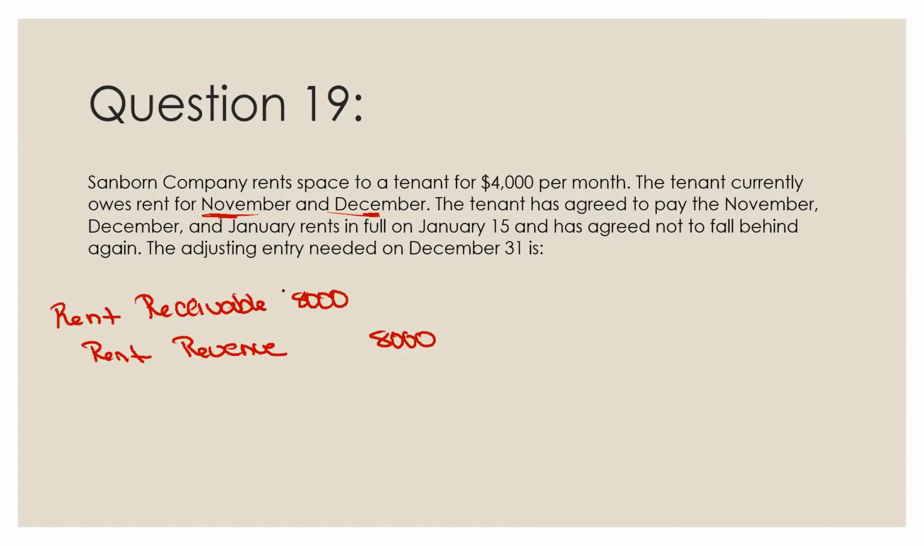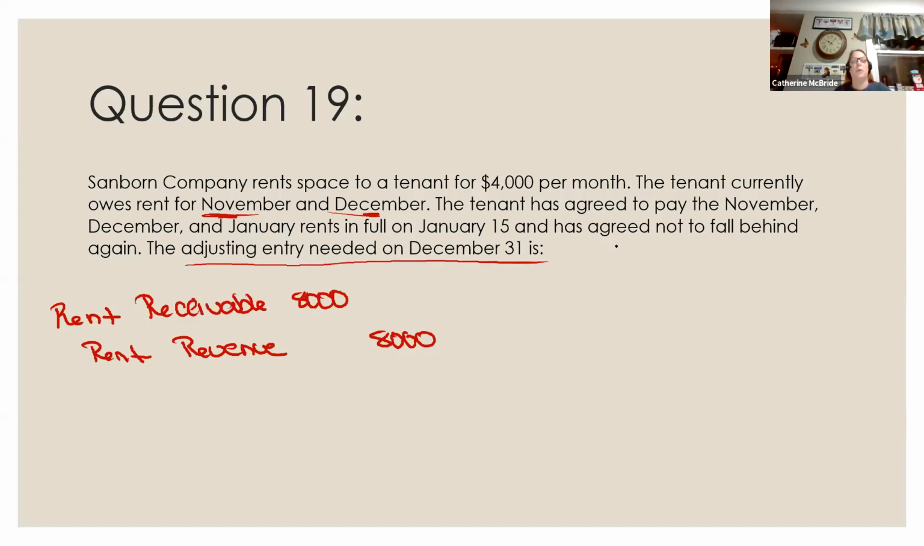Yeah, because payable is a liability. If we owed rent, then it would be a payable. But we are the person that's renting the space to somebody else for money. So for us, it's rent revenue and a rent receivable. So the answer is for a journal entry then? Yeah, all they want is the adjusting entry on December 31st. Okay. So it doesn't matter what's happening in January.